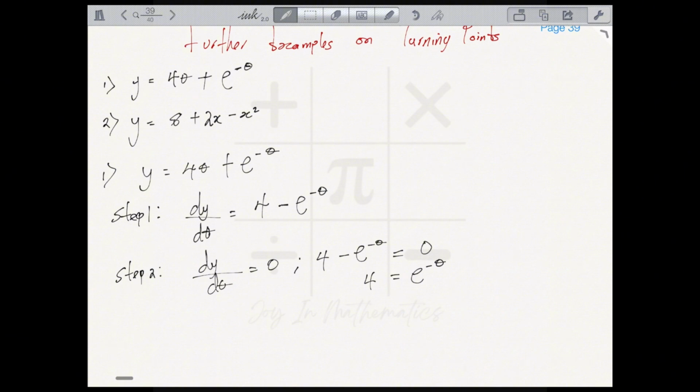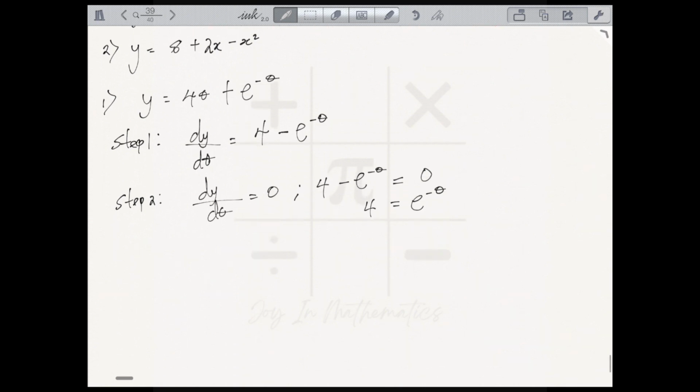Now, we recall that 1 over x raised to power n is equal to x raised to power minus n from the law of indices. Therefore, 4 is equal to 1 over exponential theta. Henceforth, we can say exponential theta is equal to 1 over 4.